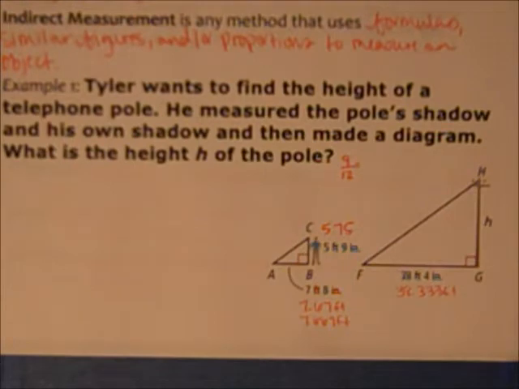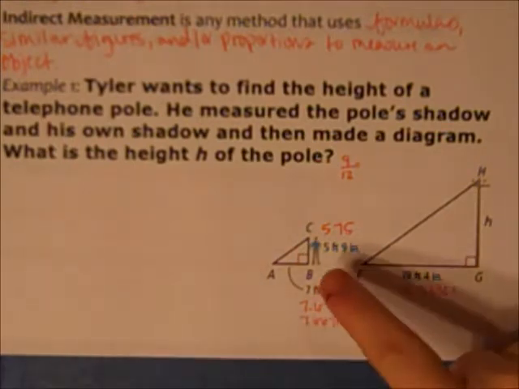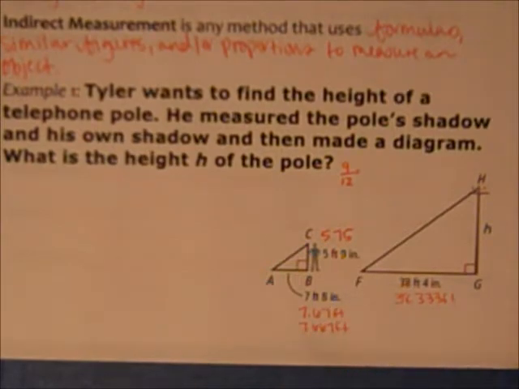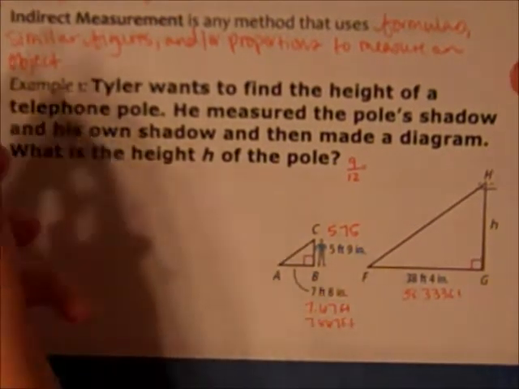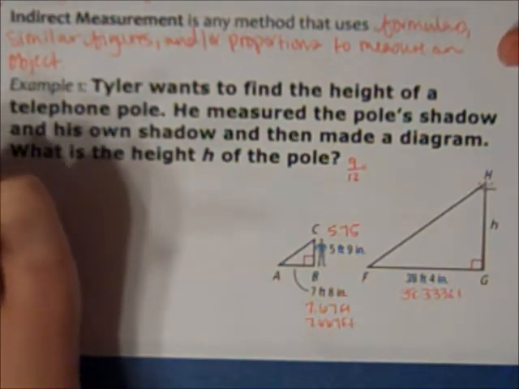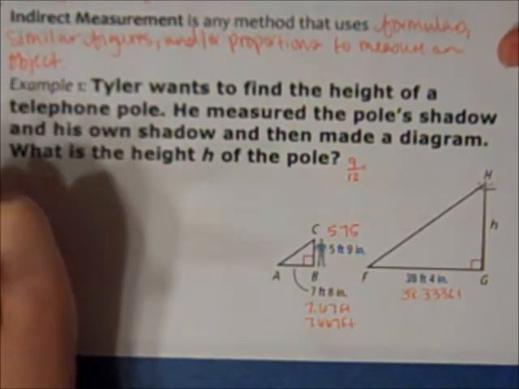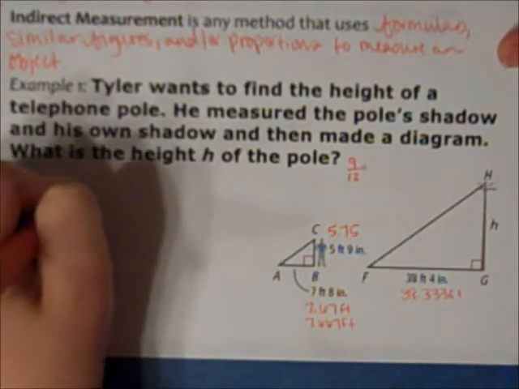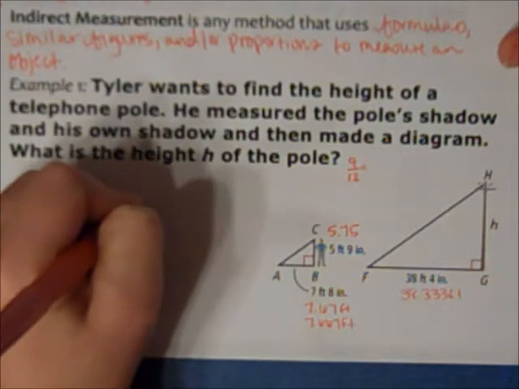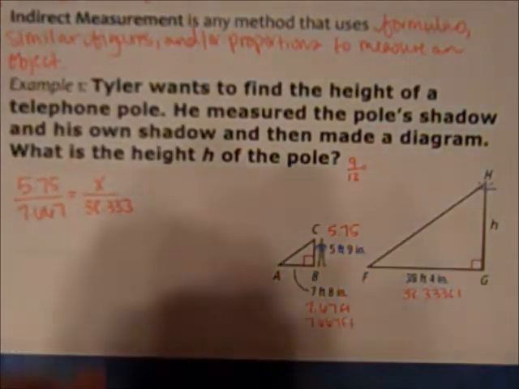Okay, like I said, if you wanted to change this to inches and you wanted to say that is 60, so this would be 69 inches and on, that would be okay too. I'm just going to leave mine like this. So then, once I get this all changed over, now it's just a regular proportion. 5.75 over 7.667 is equal to x over 38.333. Okay, so then I can cross multiply.